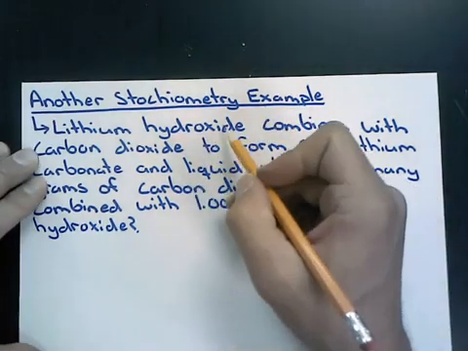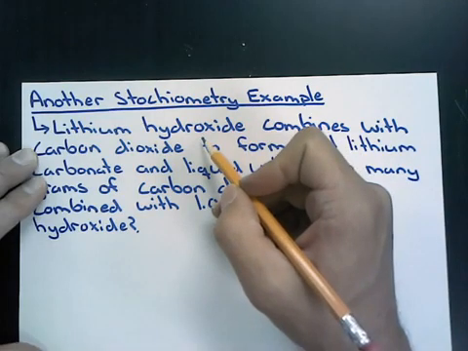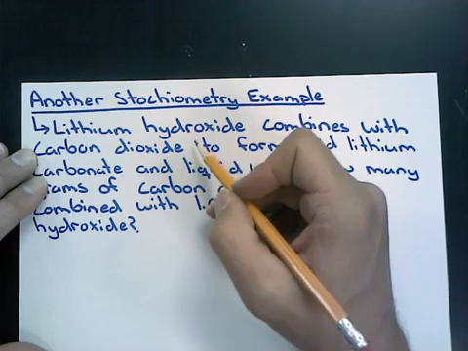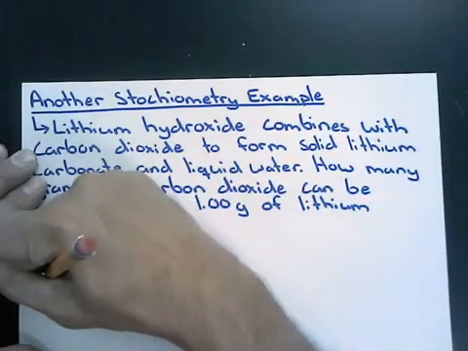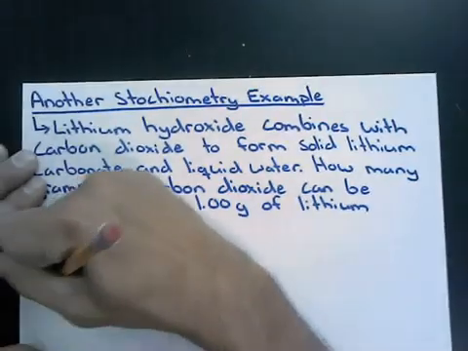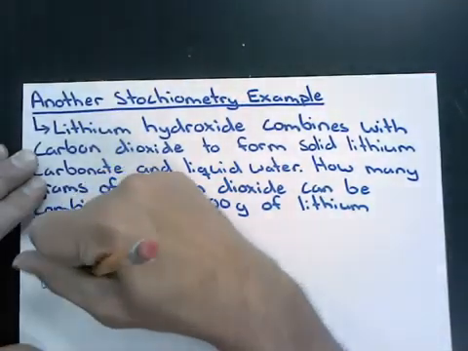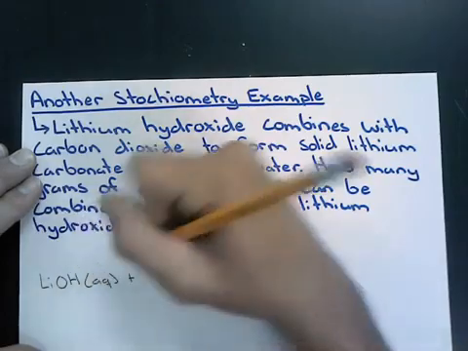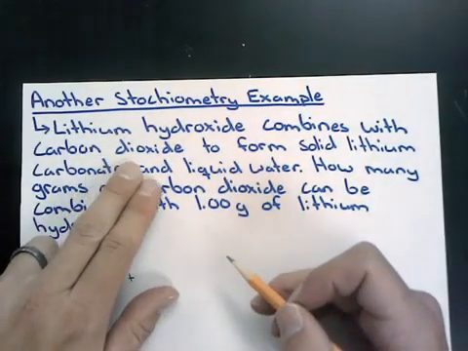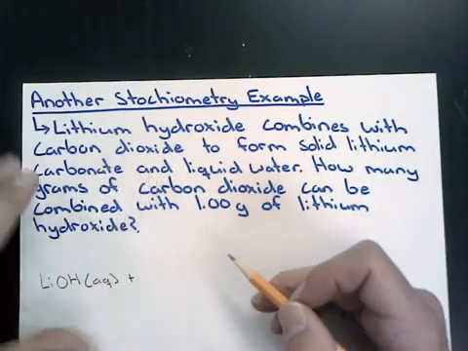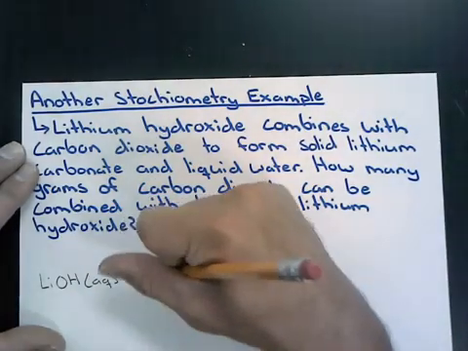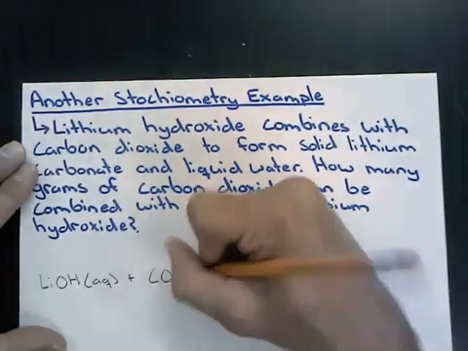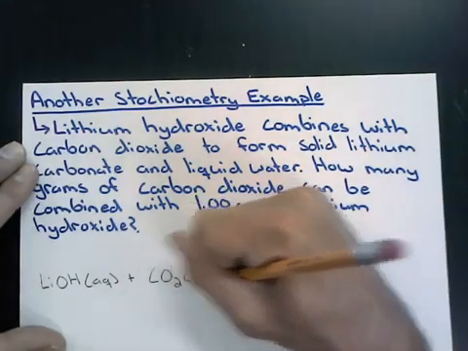So lithium hydroxide is this. Remember, lithium has a 1+ charge, and hydroxide is OH-. So when we form this, we have lithium hydroxide, and it is aqueous. It is dissolved in water. And it is combined with carbon dioxide. Now remember the naming protocol. If we have prefixes, we have to name that appropriately. And so carbon dioxide is going to be a gas.